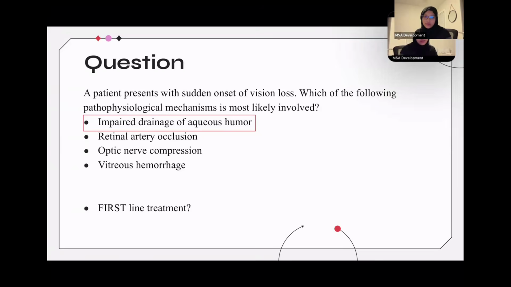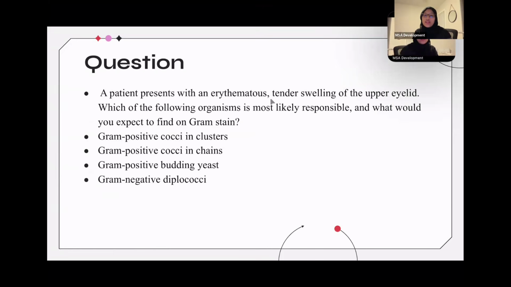Patient presents with erythematous tender swelling of upper eyelid. Which of the following is most likely responsible? What do you find on gram stain? This tender swelling on the upper eyelid that is red and acute is a stye. It can happen in adults and children. If you remember, the most common cause of a stye is Staph aureus. So gram-positive cocci in clusters.